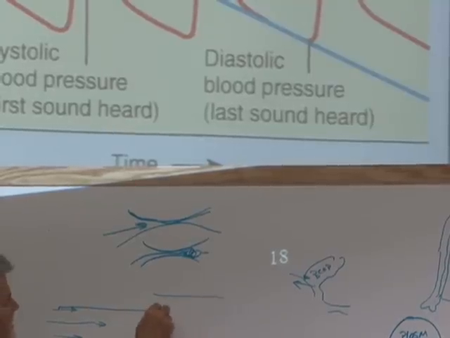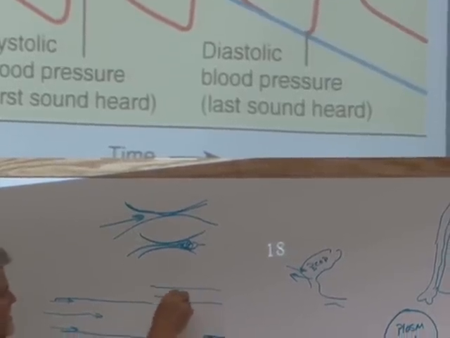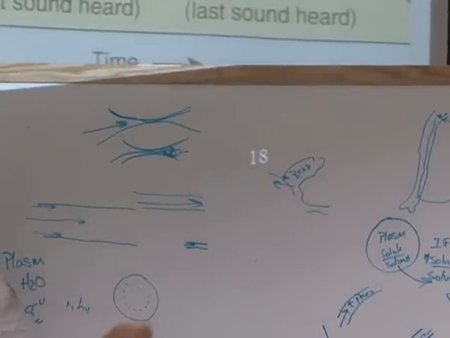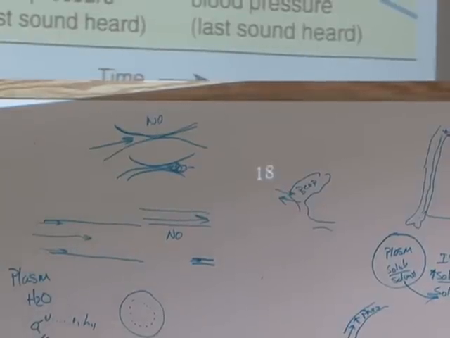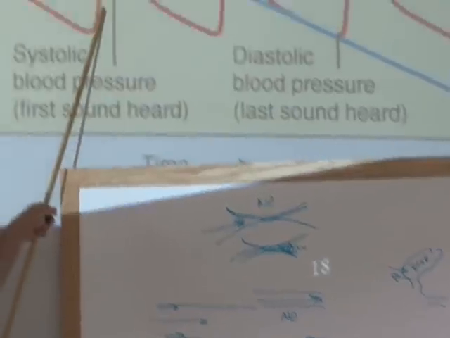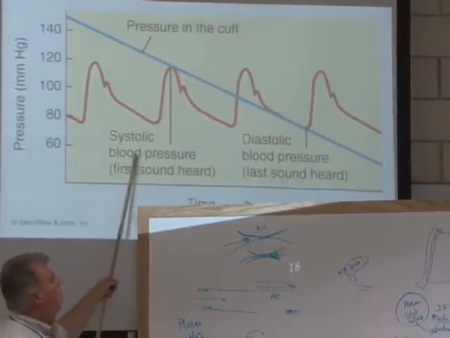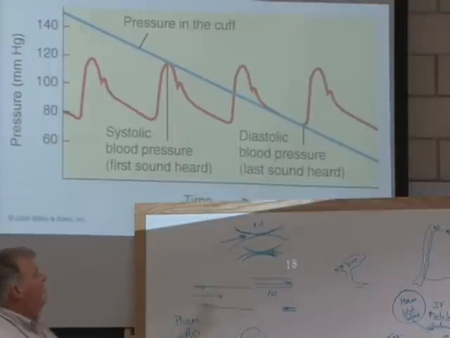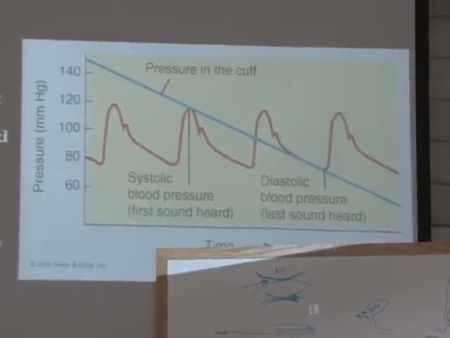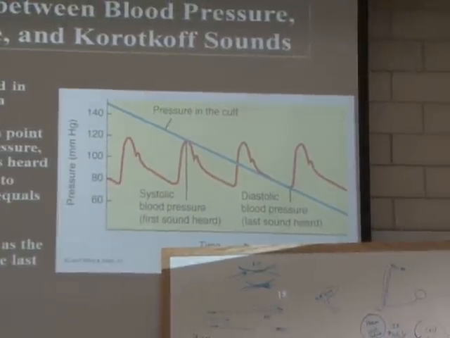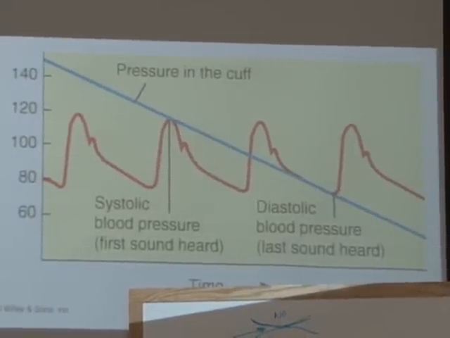Once the pressure of the cuff is below diastolic blood pressure, there's no resistance. Blood flows freely and there's no sound to it. So we're going from no sound to no sound. The first sound that you hear is the systolic blood pressure, and the last sound you hear is the diastolic blood pressure. So the first Korotkoff sound is what we determine as systolic pressure, because that's where the pressure of the cuff is now slightly less than the pressure of the blood in the artery. And then the last Korotkoff sound is diastolic.